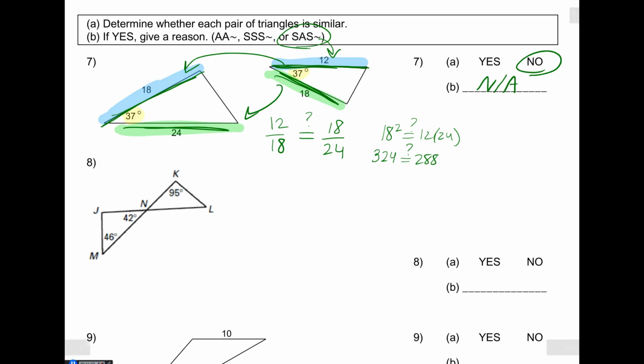I also could say, so this is like way 1 of proving it. Way 2 is like, oh, let me simplify the fractions. So 12 over 18, same thing as 2/3. Is that the same thing as 18 over 24, same thing as 3/4? It's not. Those are not the same fraction.